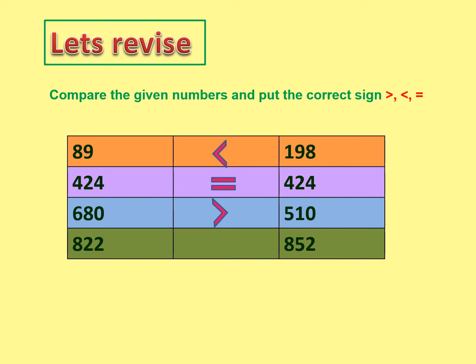822 and 852. In both the numbers, the hundreds place digit is same, that is 8. Therefore, let's compare the digit in tens place. Here the tens place digit is 2. Here the tens place digit is 5. 5 is greater than 2. So 852 is greater, or we can say 822 is smaller than 852.